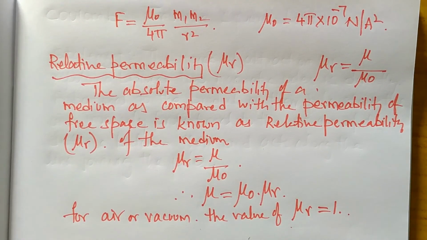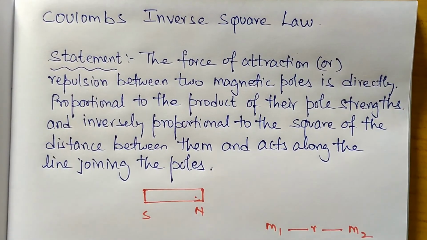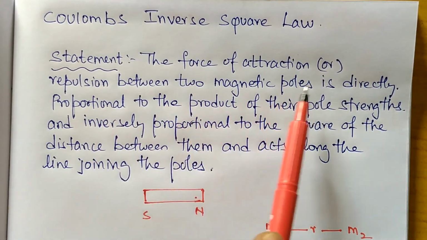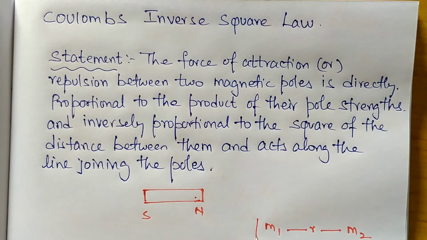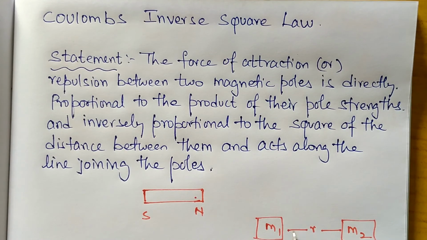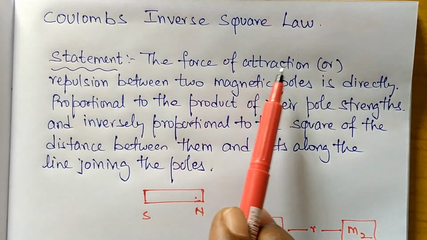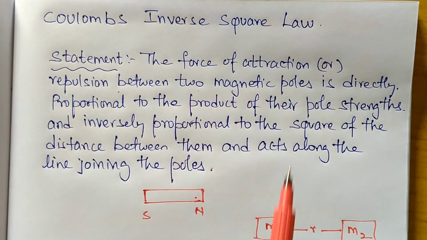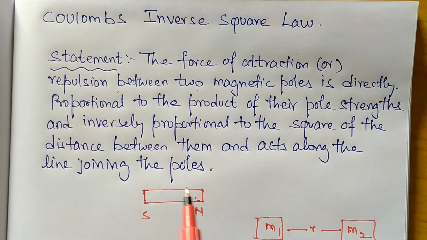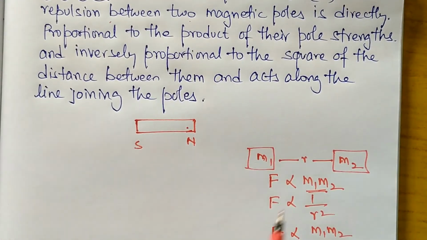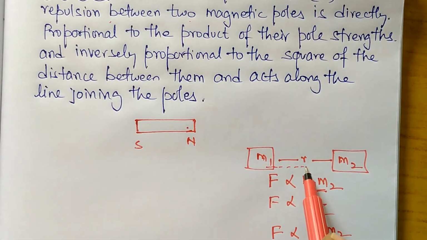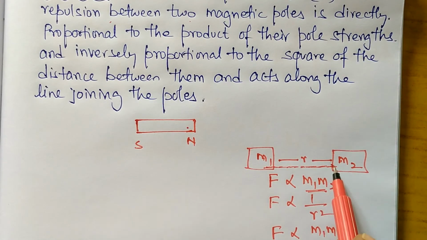From this explanation, we can understand what Coulomb's inverse square law states. The force of attraction or repulsion between two magnetic poles. So, these are the two magnetic poles. When they are like poles, there is a repulsive force. When they are unlike poles, there is an attraction force. The force of attraction or repulsion between two magnetic poles is directly proportional to the product of their pole strengths and inversely proportional to the square of the distance between them, and it acts along the line joining the poles. So the force acts along the line joining these poles.